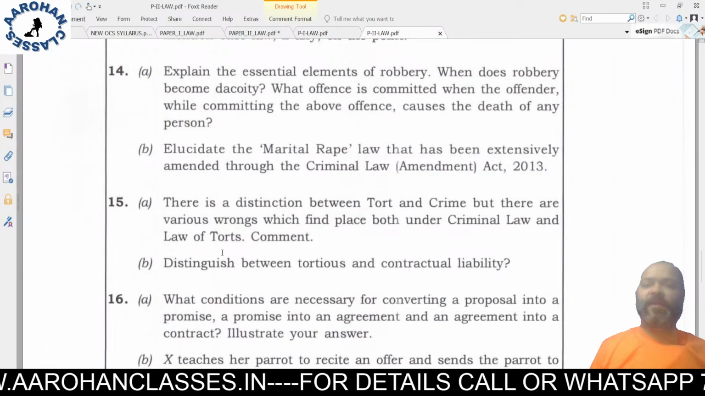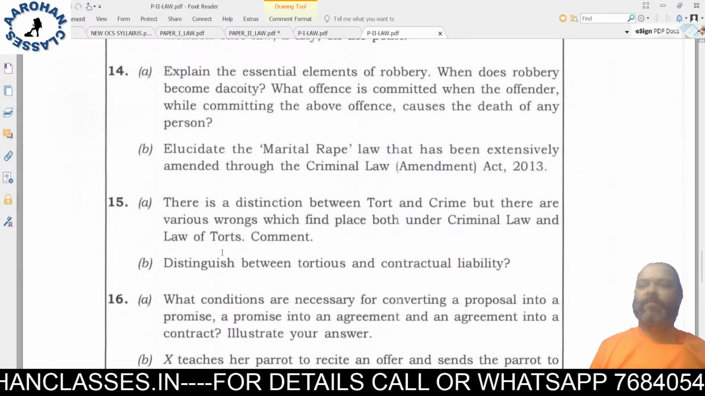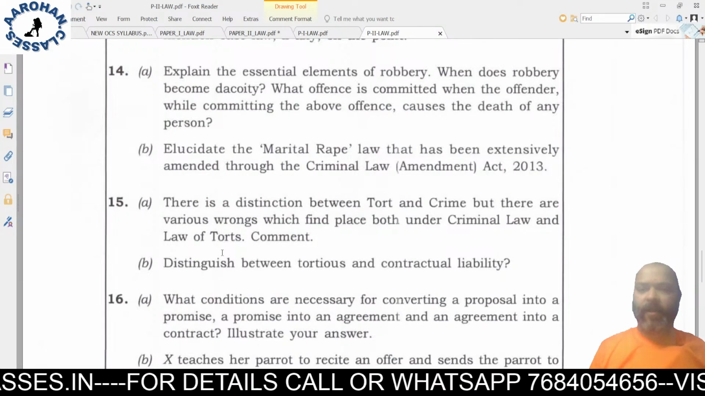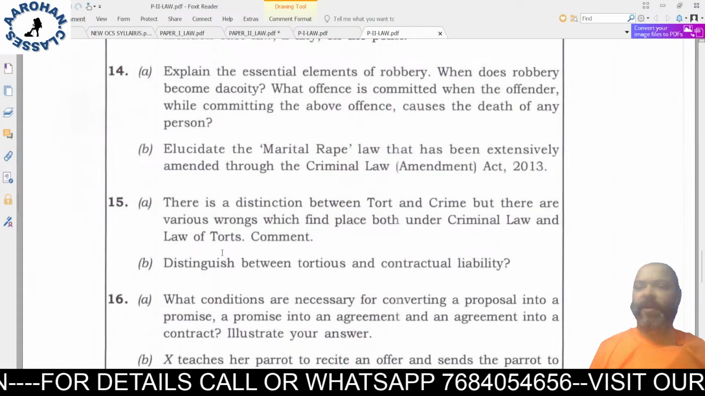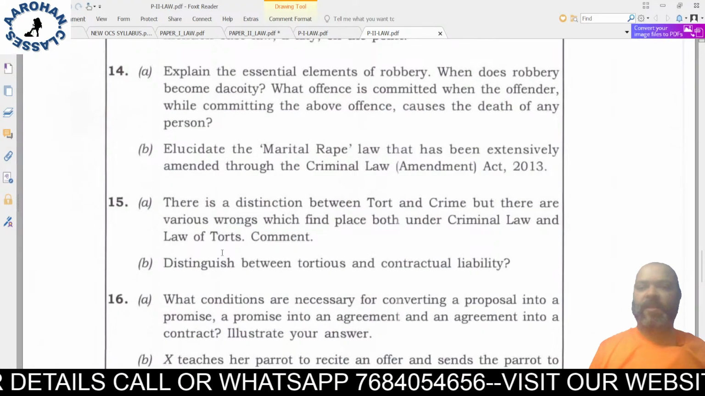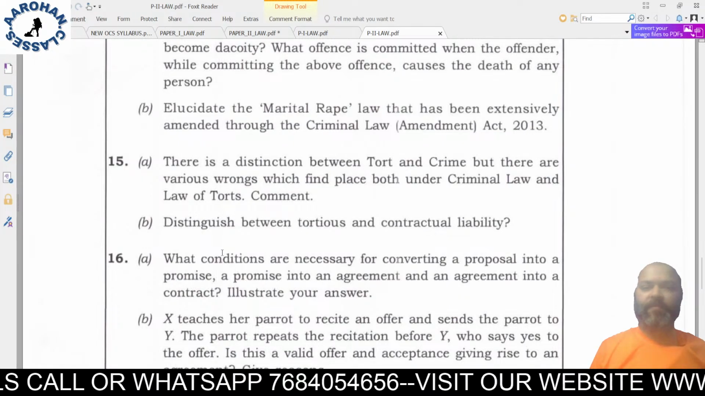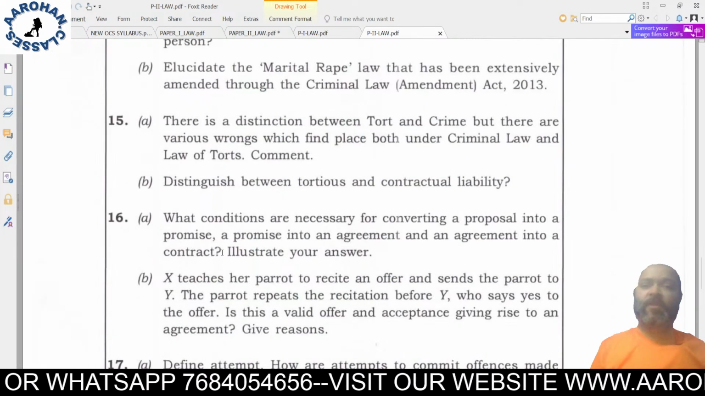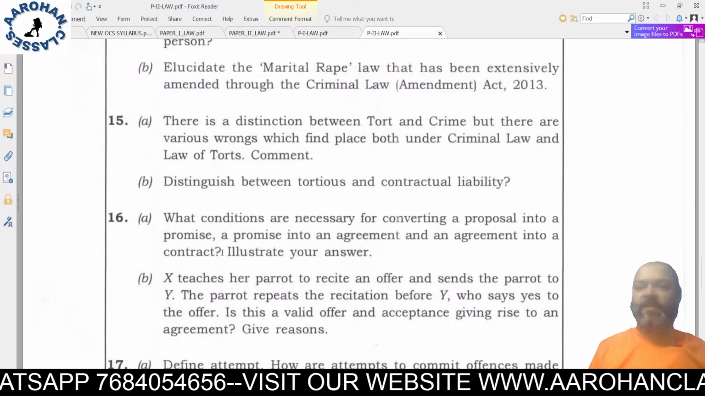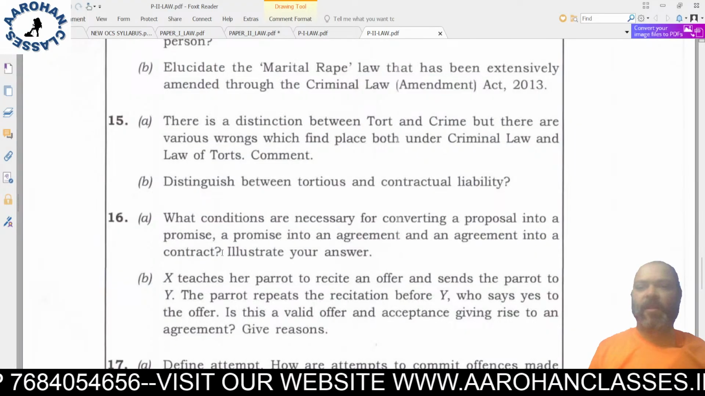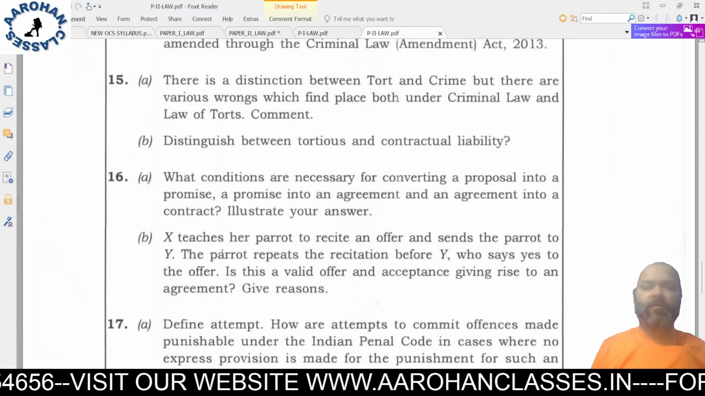14. Explain the essential elements of robbery. When does robbery become dacoity? What offense is committed when the offender, while committing the above offense, causes death of any person? Elucidate the marital rape law that has been extensively amended through Criminal Law Amendment Act 2013.